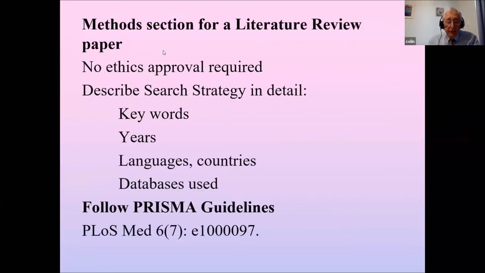If you're writing a literature review, you still need a methods section, but you won't need ethics. And you've got to describe the search strategy in detail, such as the keywords, the years, the languages, the database, and you need to follow the PRISMA guidelines.